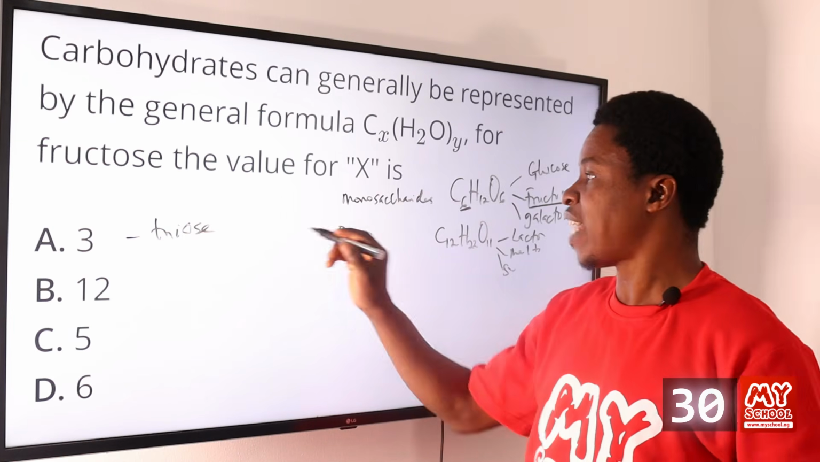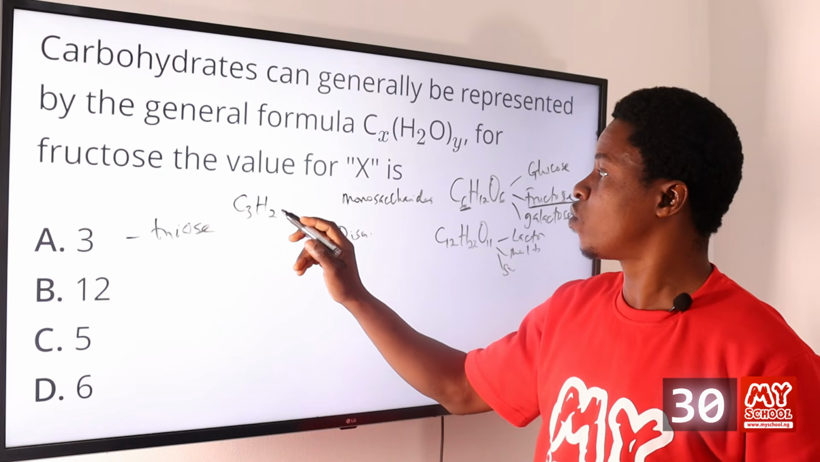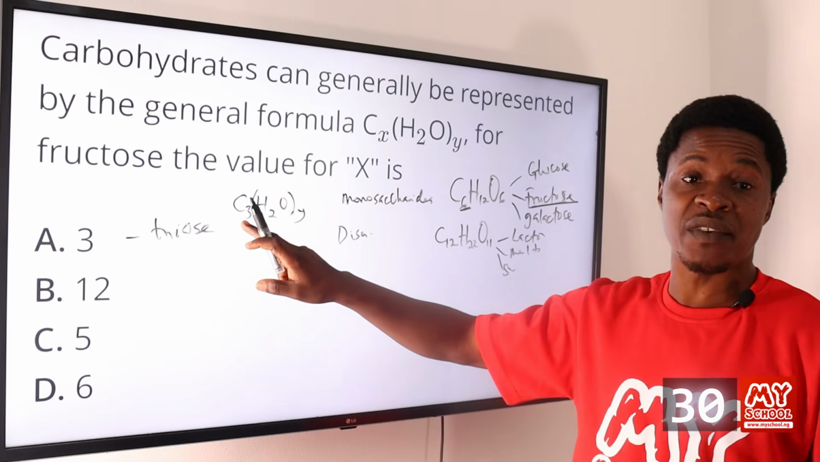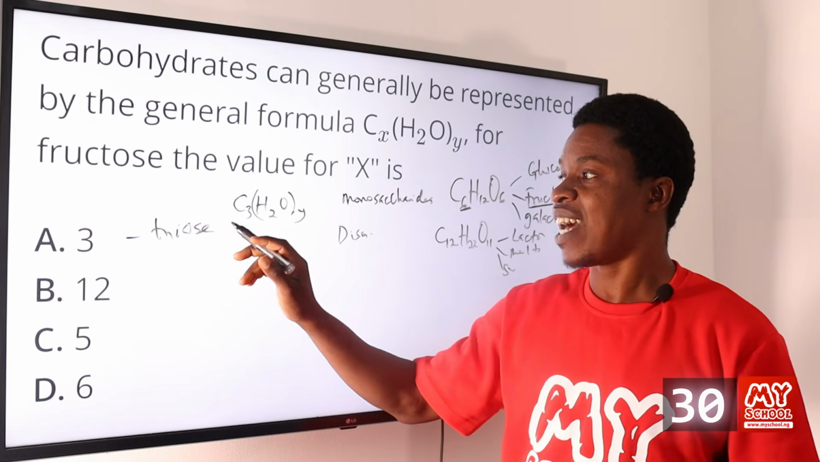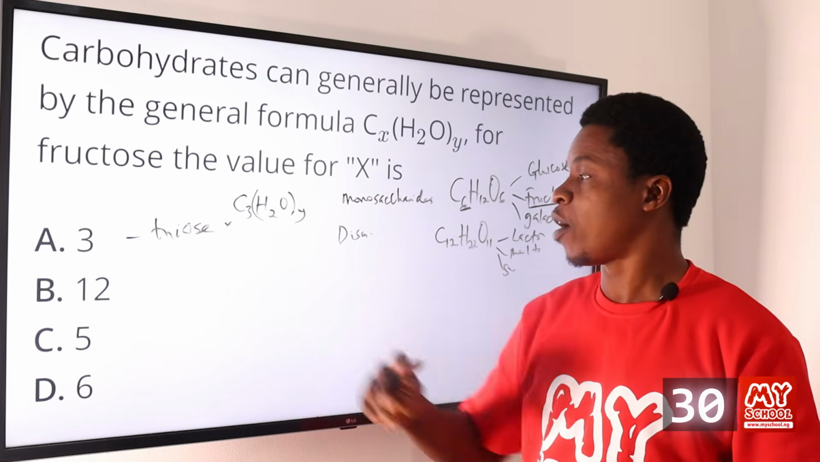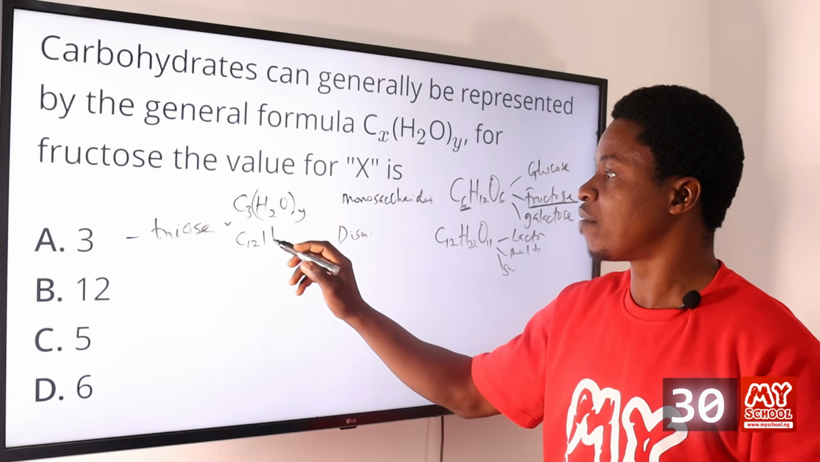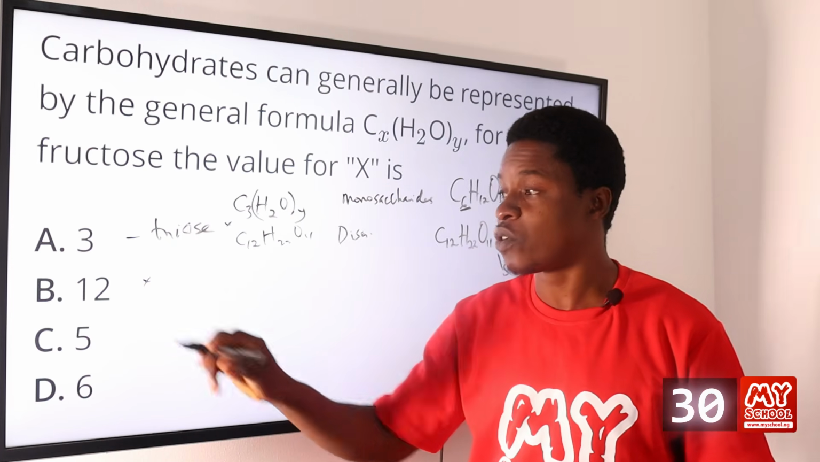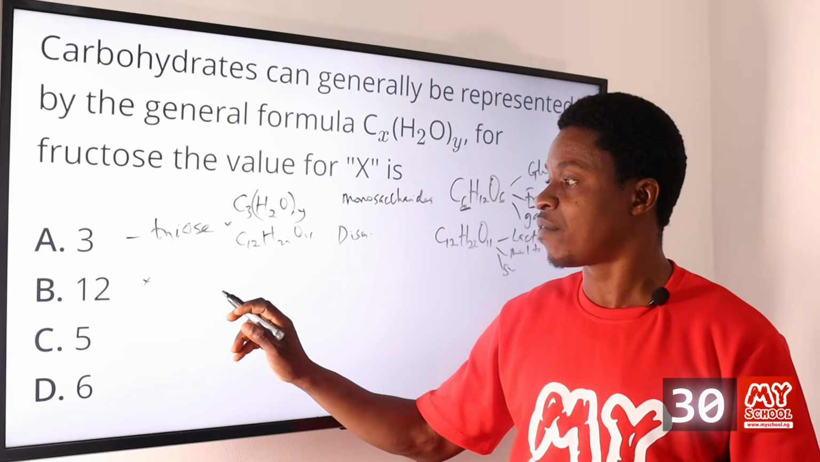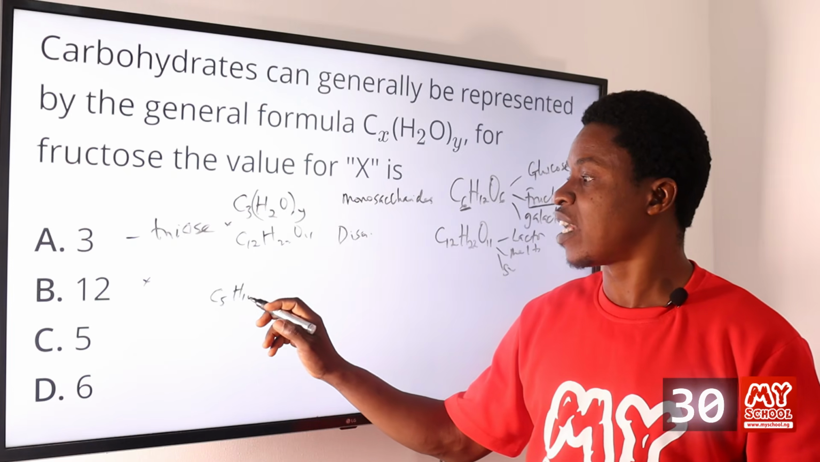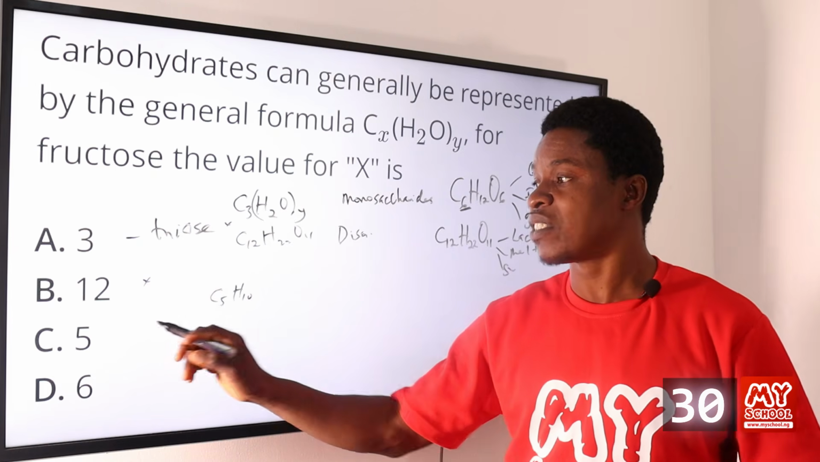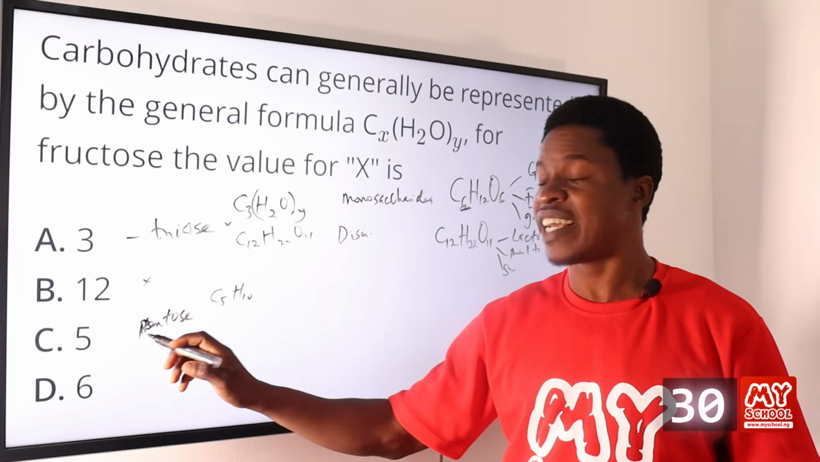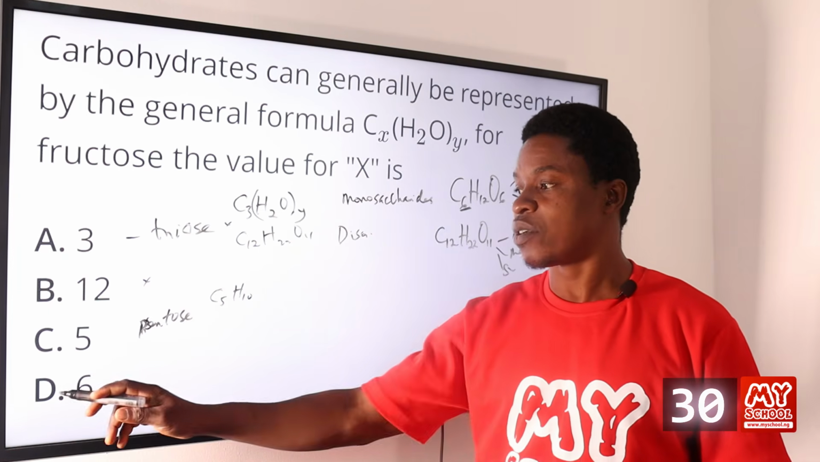So if you add 3 here, that means it becomes C3H2O times Y, depending on what Y is, but we are finding the value for X. So it becomes a triose sugar, and that is not what fructose is. Option B says 12. If we have C12, that means we have H22 and O11, which makes it a disaccharide, and that also is not correct. Option C says 5. If we have C5, then we have H10, and because we have 5 carbon atoms, that becomes a pentose sugar. Fructose is not a pentose sugar, it is a hexose sugar because it has 6 carbon atoms. And option D says C6.